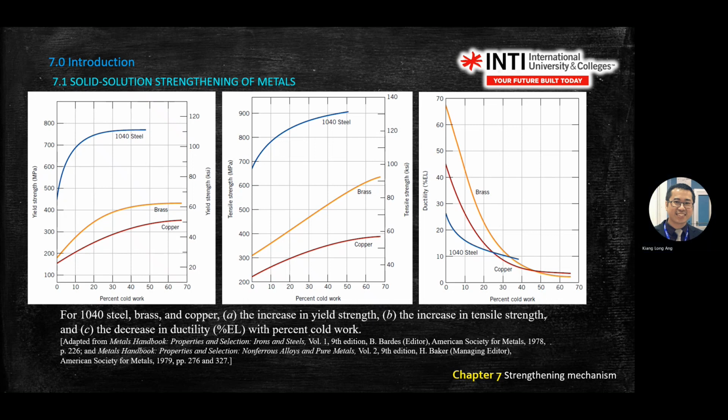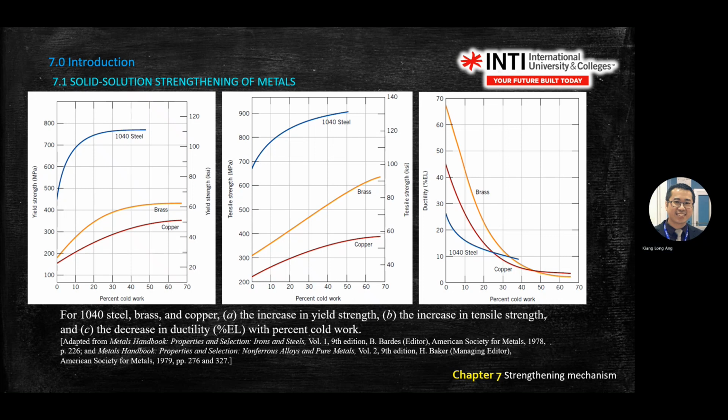The middle one is tensile strength versus cold work. The last one on the right is ductility versus percentage of cold work. Ductility is given as a percentage of elongation. So you can see how you apply this in your calculation, in your assessment, or maybe in your lab report. Different materials have different properties. Later, in one tutorial question, we will use one of the graphs here.